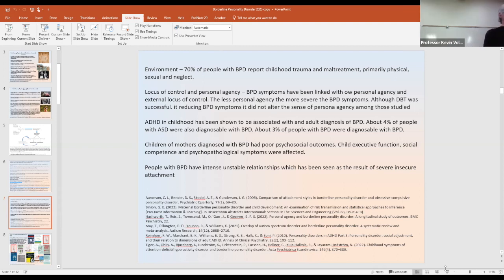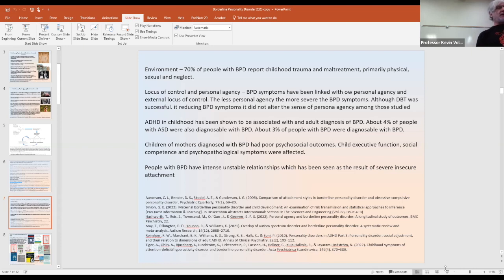So again, a lot of people with BPD symptoms feel like other people are telling them what to do, and they don't feel like they have a lot of personal agency. The less personal agency the person feels they have, the more severe the BPD symptoms. Of course, you have to wonder with people with BPD whether there really is something in the environment that's controlling them, or whether this is just in their own minds, right?